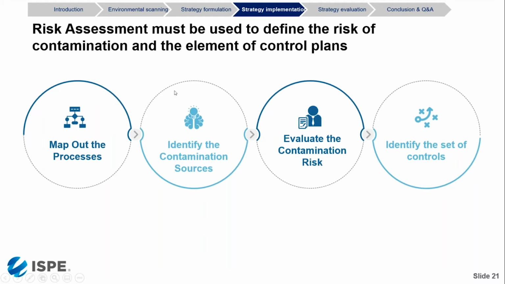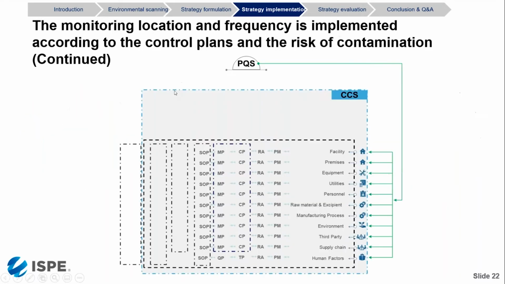So then when you have defined your control plan, the monitoring location and frequency is implemented across your risk of contamination, but also based on your control plan. What I mean is, you remember this slide, at least this figure, there was only this: only the environmental scanning and what you have done. And then what you will be doing is a process mapping of every step of every element, and then develop the risk assessment.